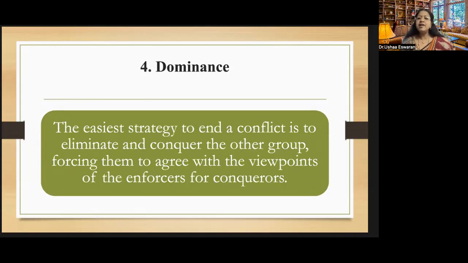So quite often managers use this authority to fire the troublemaking employee, thus ending the conflict. So if there is one person who is making a big issue, then what will they do? They will take the lead and they will make sure that that person is removed from that organization so that others don't get brainwashed or influenced by him. So this is very, very important.